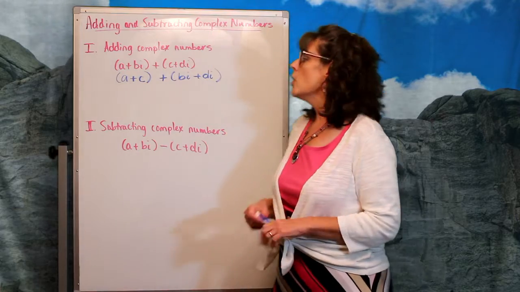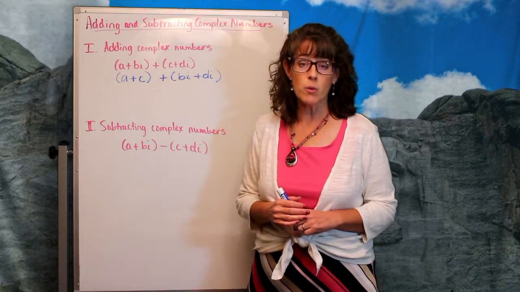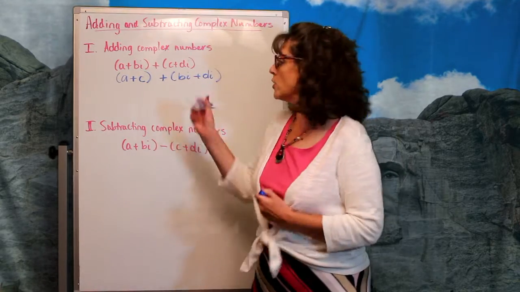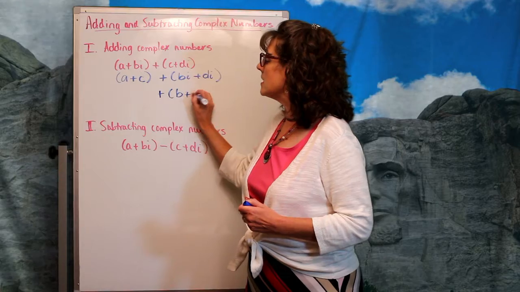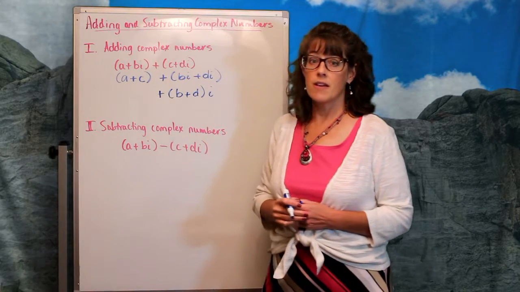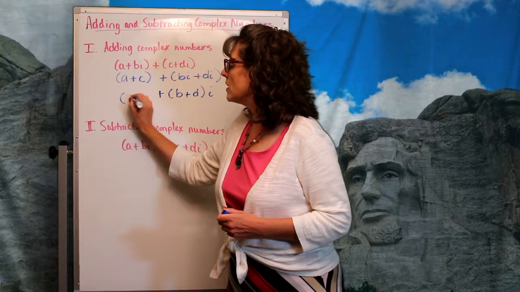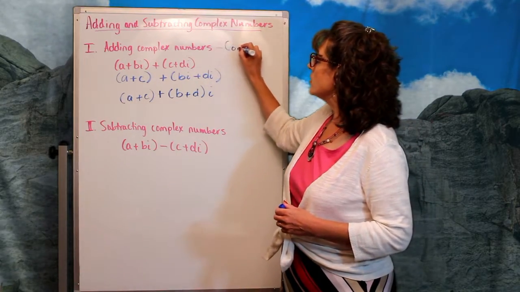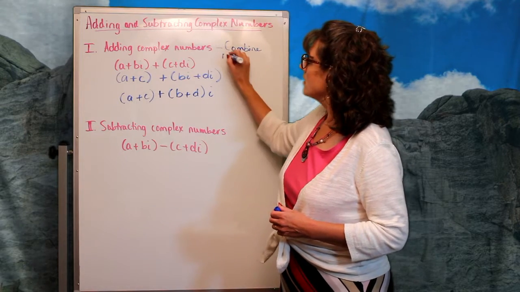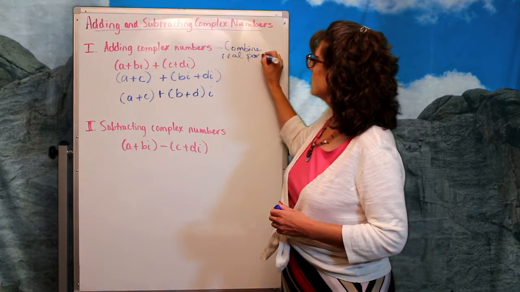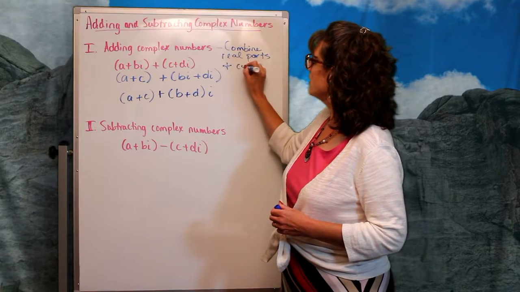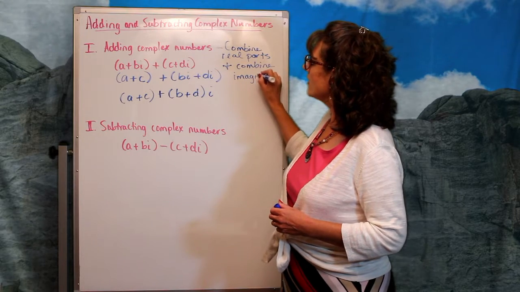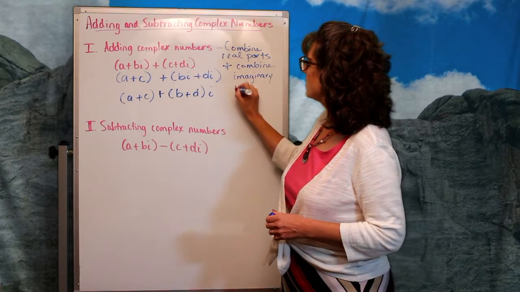So now then, remember, this i is acting like a variable, so it's kind of like saying bx plus dx. So if you had a bx plus a dx, what you would do is you would add the b and the d, and then you would just keep that x. And so that's exactly what we're going to do here. So in other words, whenever you add complex numbers, basically you combine the real parts, and you combine the imaginary parts. So it's kind of like the idea of combining up like terms.